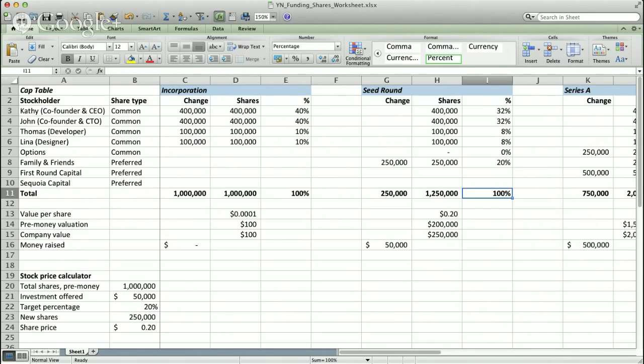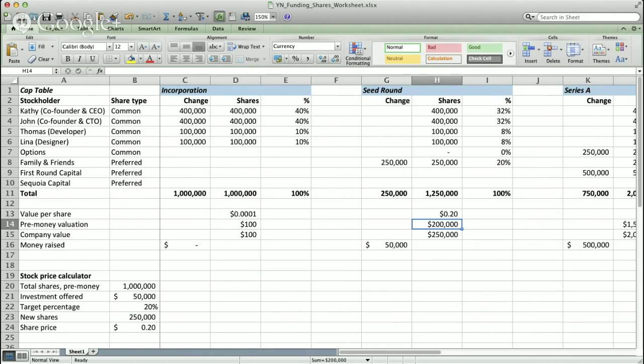Before I move on to the next round, I just want to introduce the concept of pre-money valuation and total company value, because a lot of investors will ask you about that. The pre-money valuation is the valuation that the company has right before the money comes in. So if your investor says, I am willing to give you, in this case, $50,000 for 20% of the company, that investor is essentially telling you that what you currently have, the other 80% of the company, they believe is worth $200,000.